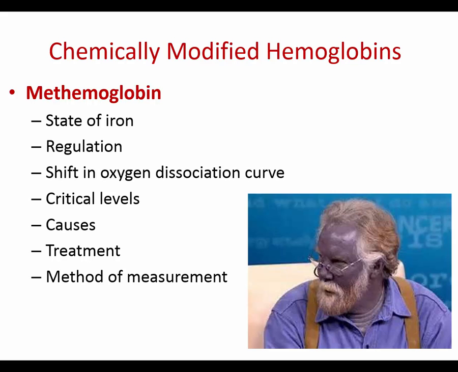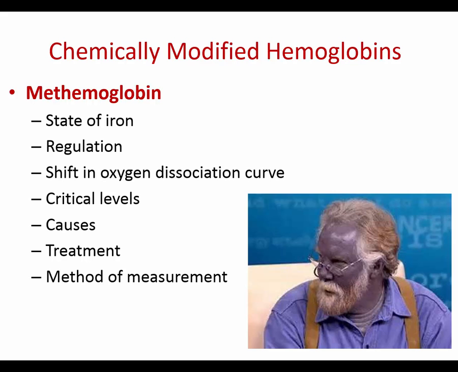Methemoglobin. You already know what methemoglobin is. Methemoglobin is a condition in which the iron of the heme is going to be in the ferric state, Fe3+. Okay? That is going to give a very dark color to the hemoglobin. It's not going to be your normal red. It's going to be more into a bluish and purplish color.